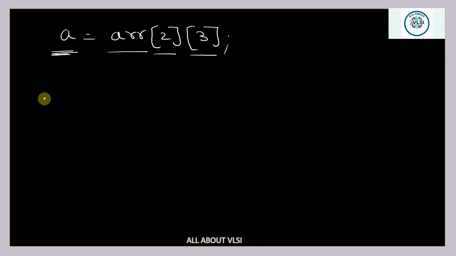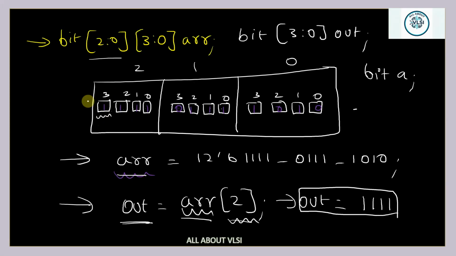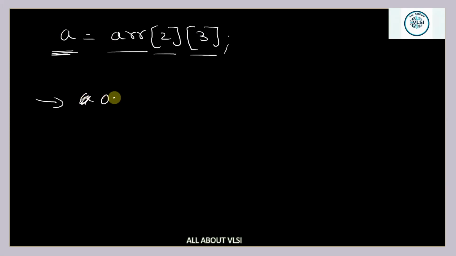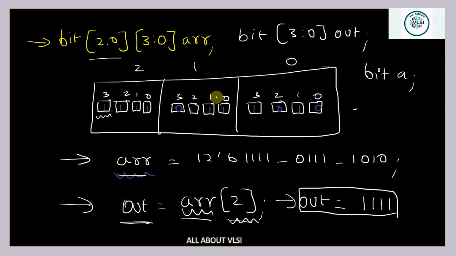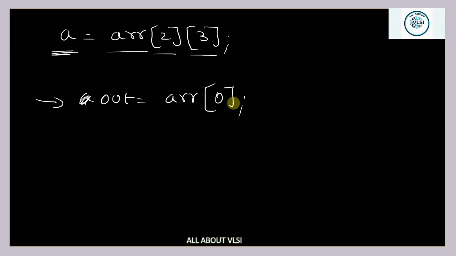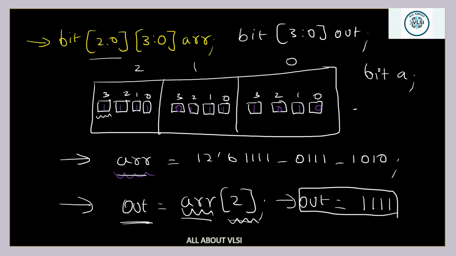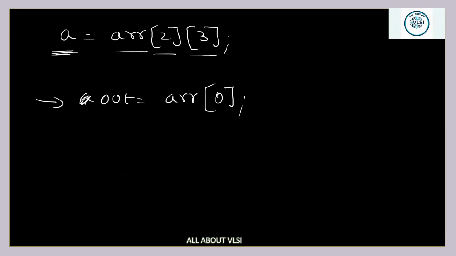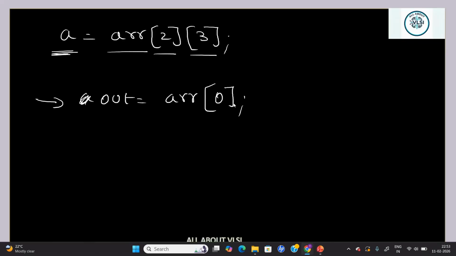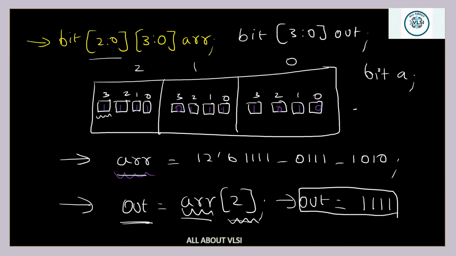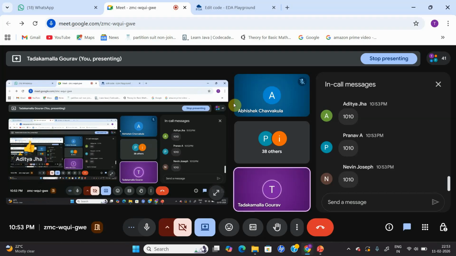Now let's say I write out is equal to ARR of 0. Then what am I going to have? Exactly, 101. I hope now you have a clear idea about what I'm speaking about, right? Is it clear for everyone? Okay, that's great.